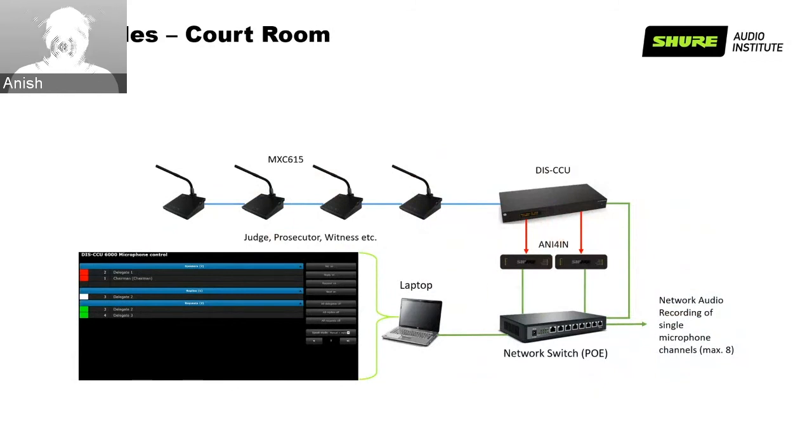So in this particular line drawing, you can see that there is a requirement to record certain audio mixes, like the floor mix or the defendant or the witness, the judge, etc. Their audio needs to be separately recorded. So recording of these separate audio tracks is definitely possible, because the DIS CCU can give you 8 analog outputs, and you can definitely convert that to Dante using our interface boxes.